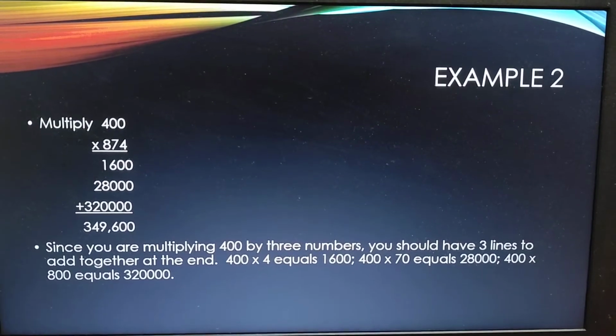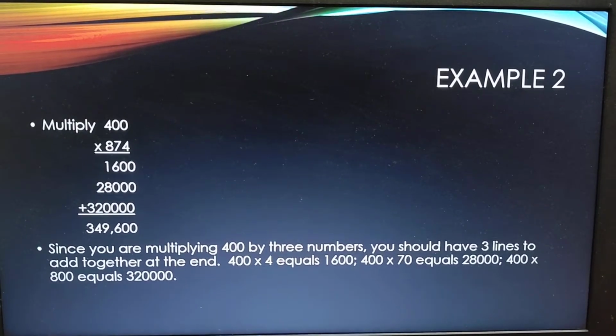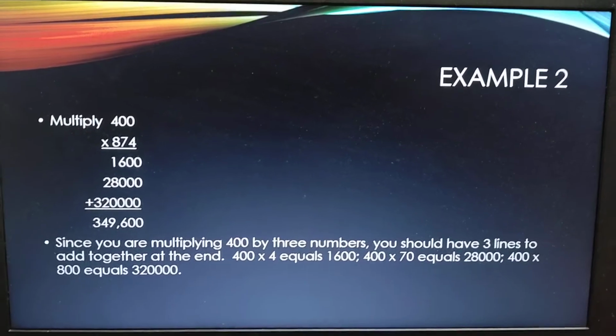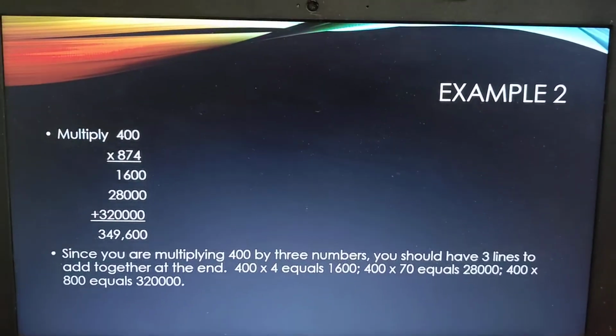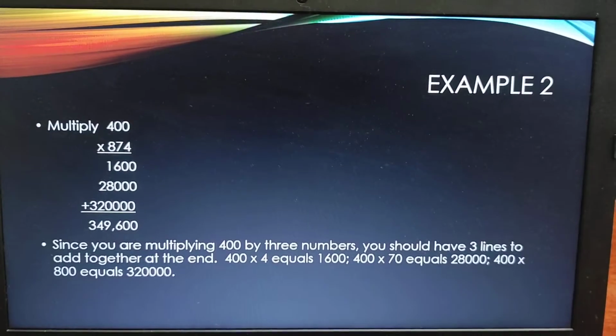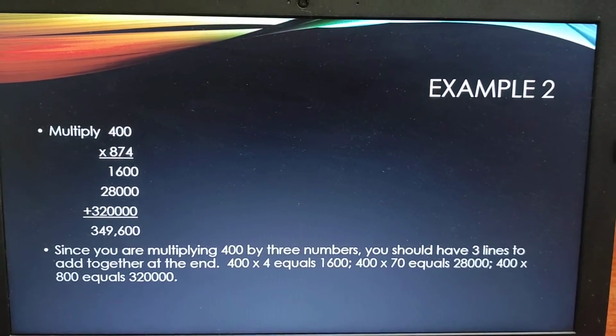I get 349,600, and I just added straight down. So that's my answer, 349,600.